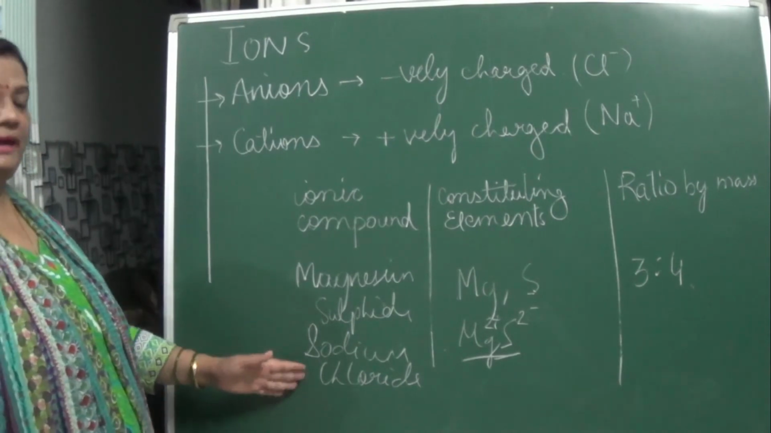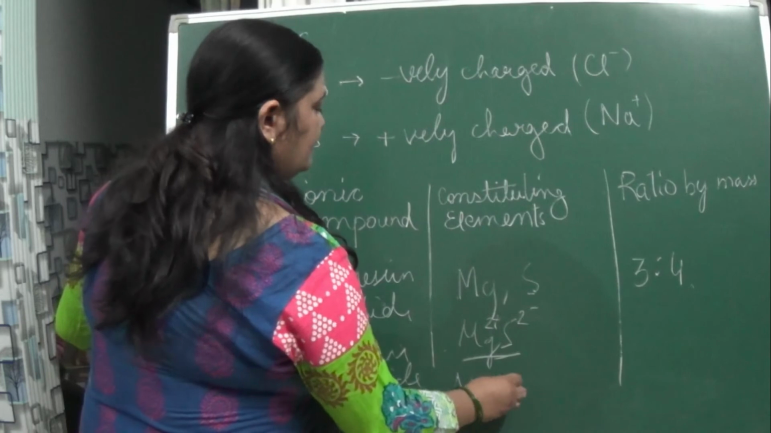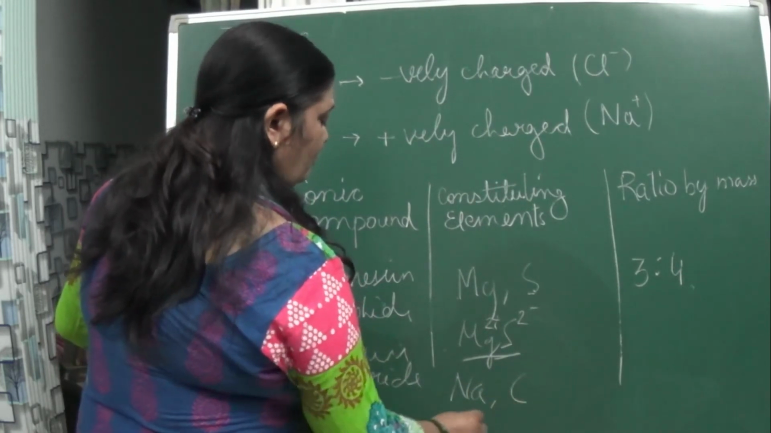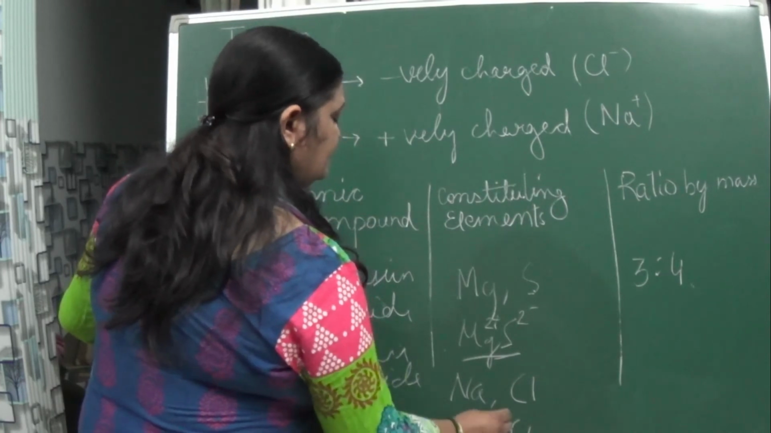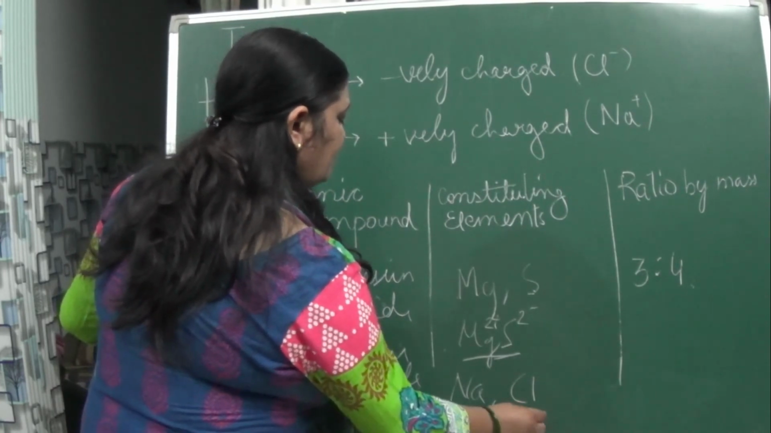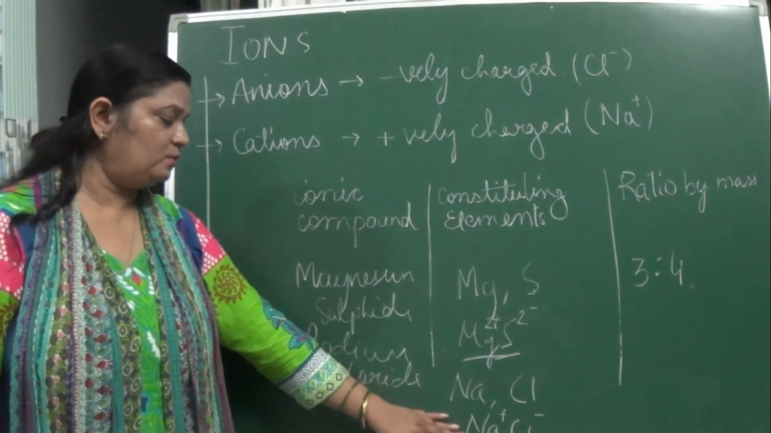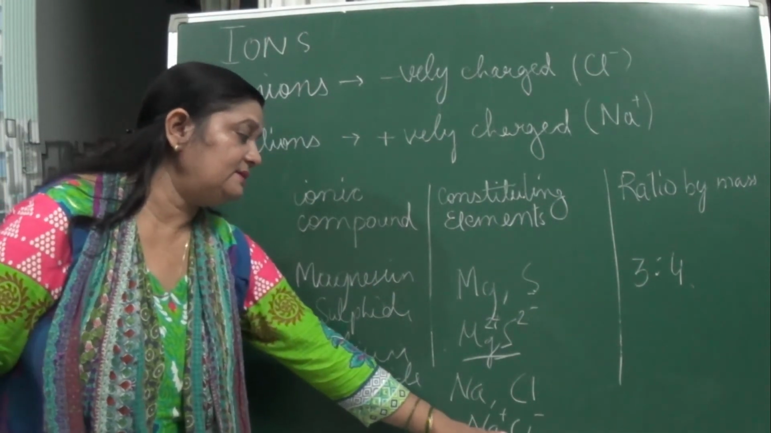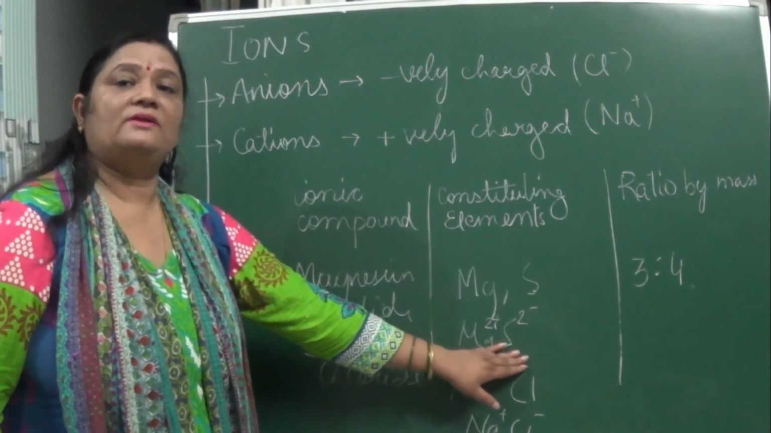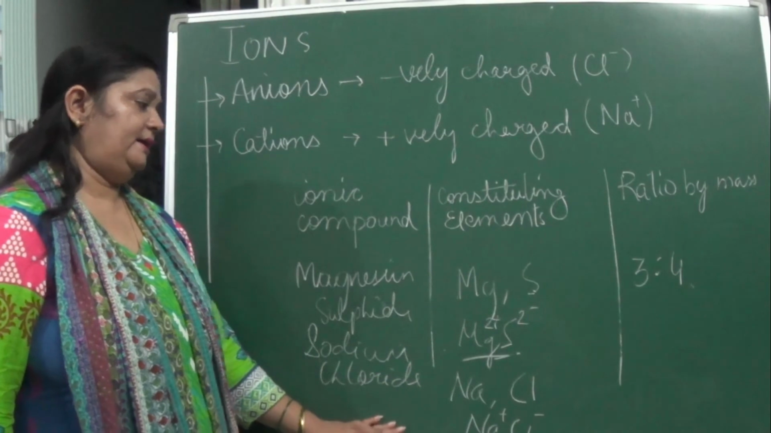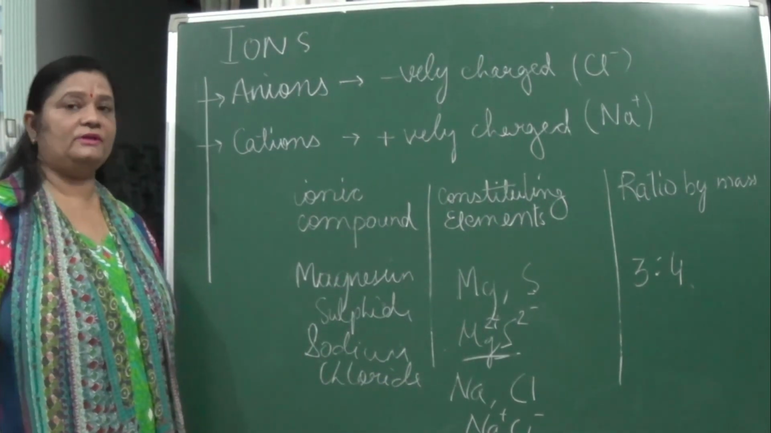Here also the same happens in sodium chloride. It is Na and Cl, and they form NaCl, okay. This has one unit positive charge and this has one unit negative charge. So sodium acts as a cation and chlorine acts as an anion. Here magnesium acts as a cation and sulfur acts as an anion. So today we have studied how atoms exist. They exist in the form of molecules and ions.